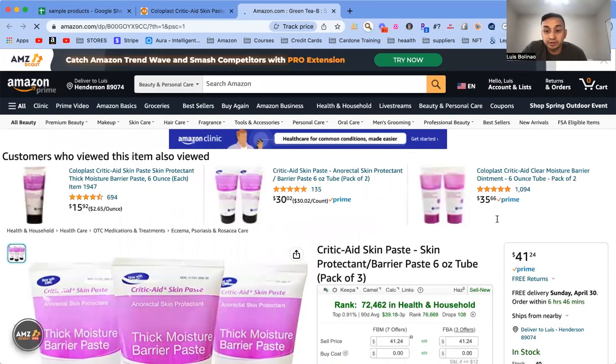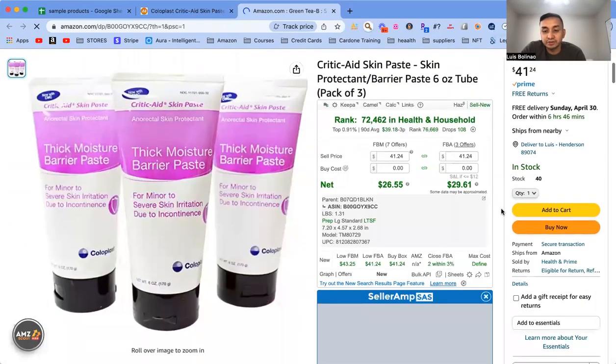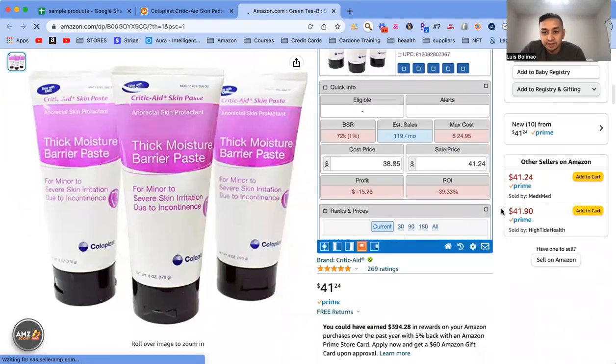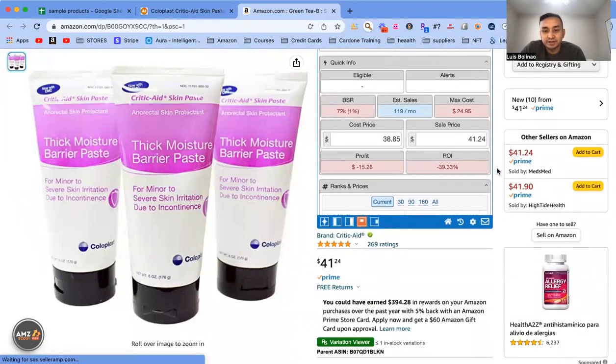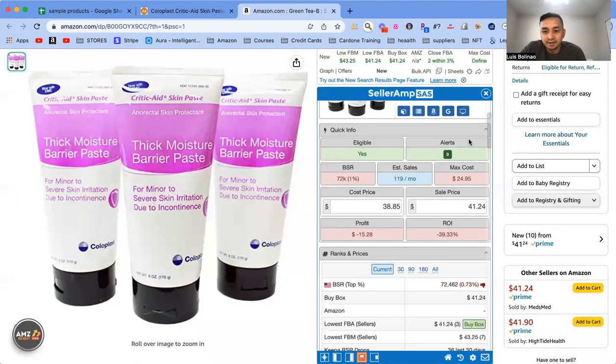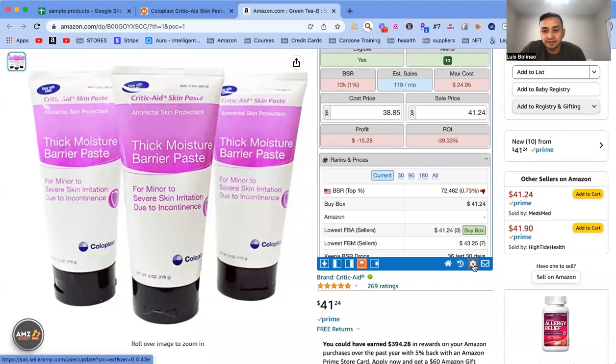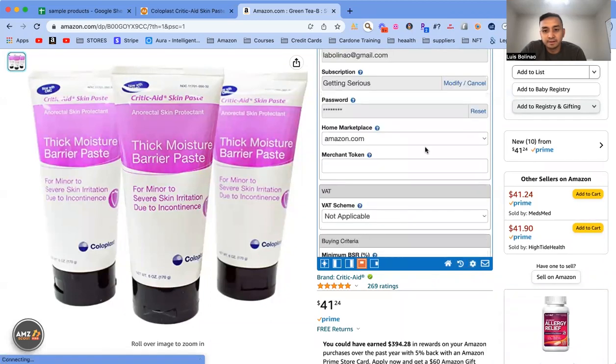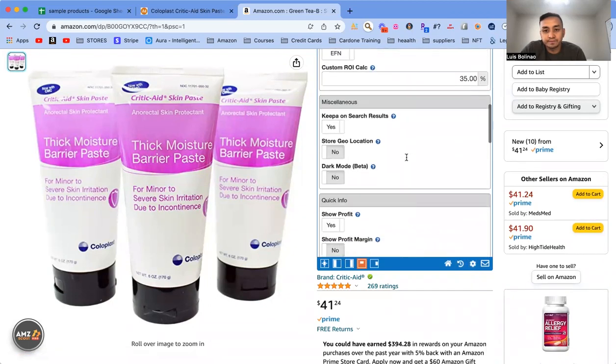If you're also a beginner, you should set up your Seller M first. So it looks like this after you install the Chrome extension. And then from here, you click on the setting right here. You go to the bottom.